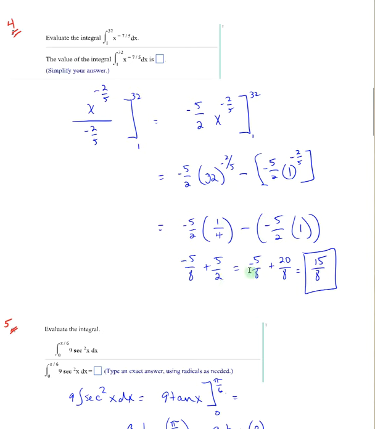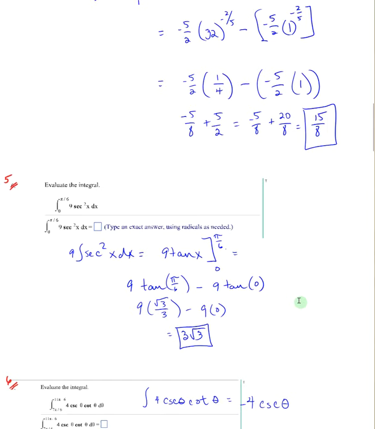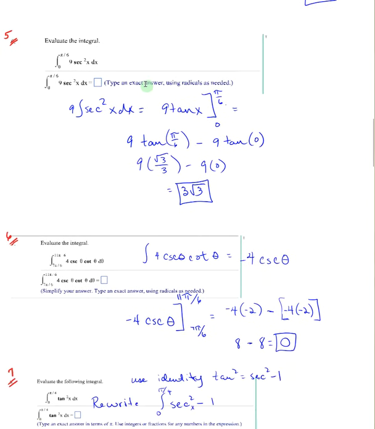4 times 5 is 20. So 20 over 8 and a negative 5 over 8 leaves us 15 over 8. All right. Now we have a trig one. Let's see what we're going to do here.